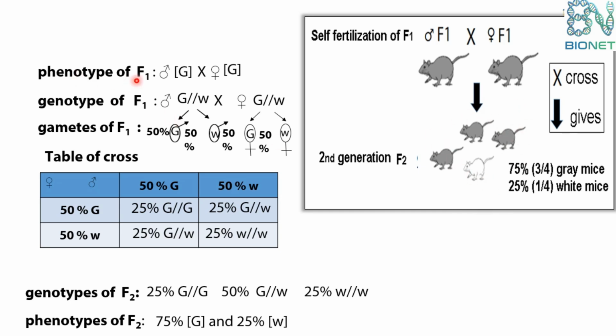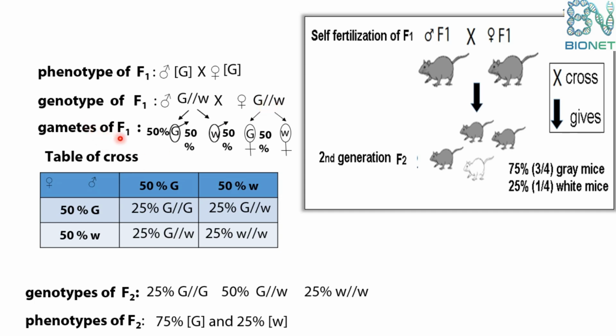So we'll start by writing the phenotypes of the parents. The male is of gray color. We can write the word gray, or we can write the symbol of the allele determining the gray color between brackets. This is the phenotype of the male gray mouse, and this is the phenotype of the female gray mouse. Then we write the genotypes. This male is heterozygous of genotype GW. Also, this female is heterozygous of genotype GW.